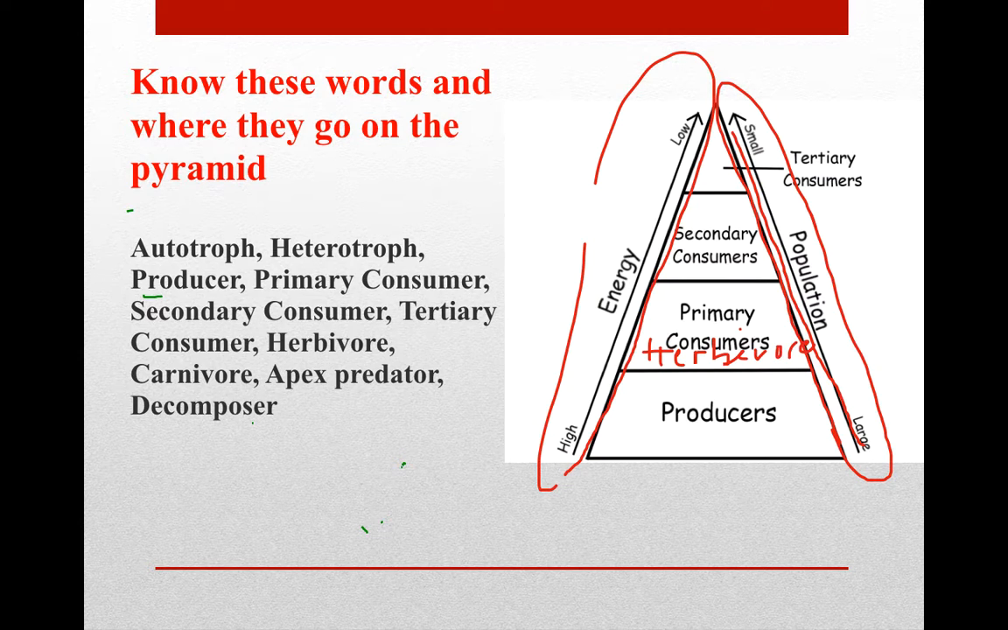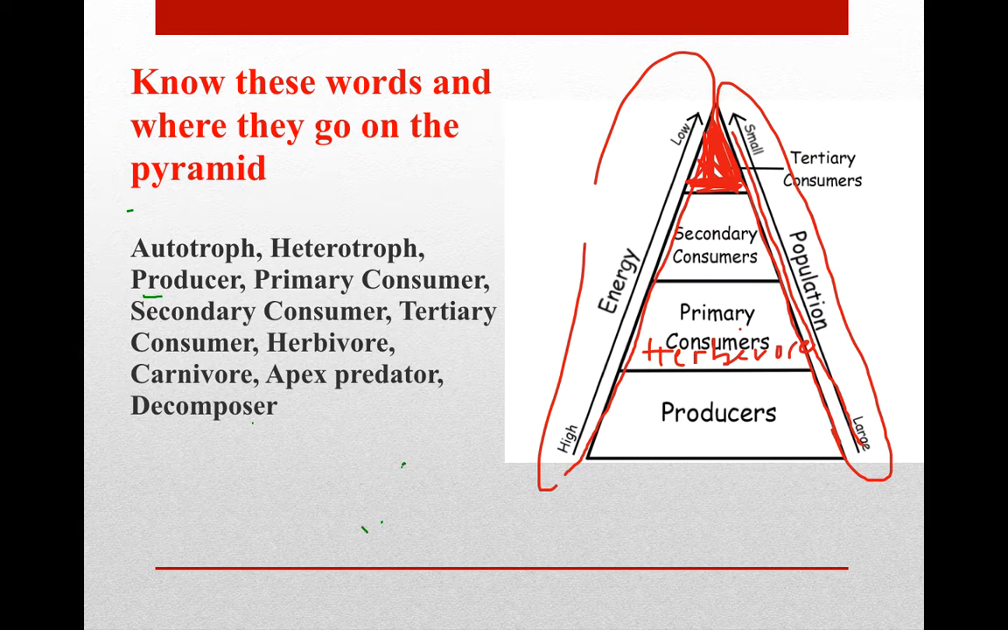Because they eat plant material. And then what would be your carnivore? Well, that would be your secondary and tertiary. The apex predator, that would be that top predator that really doesn't have any other predators. Apex means kind of like the top, so that would be the one that's found up in the highest level that doesn't have something else that's eating it.